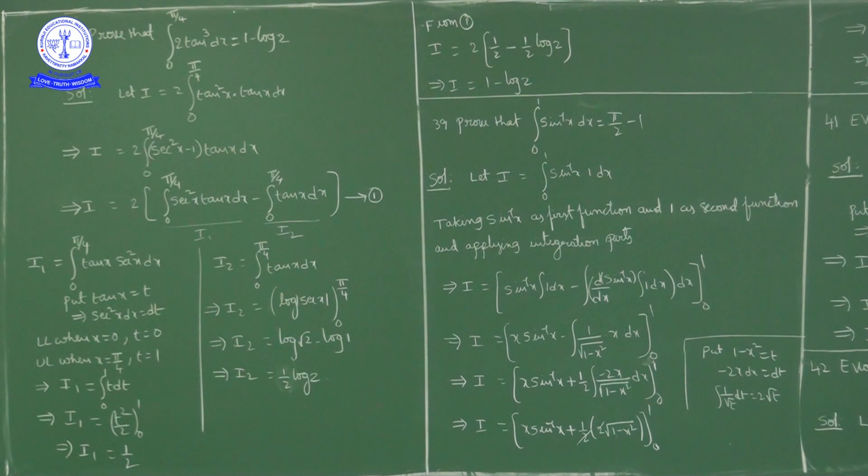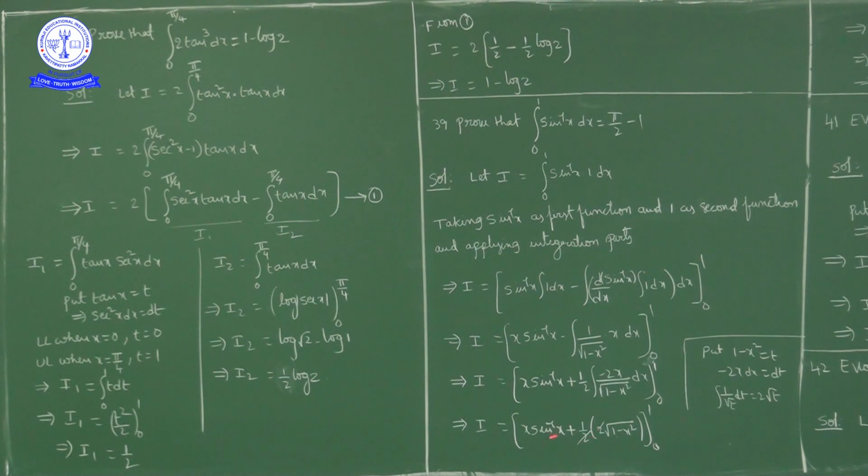Now here if you observe, if you consider 1 minus x square as t, then minus 2x dx is dt. So numerator part is dt, denominator is root t. Now we have integral 1 by root t dt is 2 root t. So 2 into root of what is t? 1 minus x square. This integration part is 2 into square root of 1 minus x square. This 2 gets cancelled.